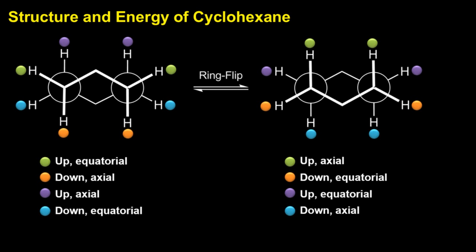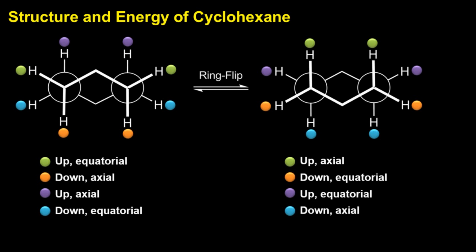Just like in the regular chair form, axial and equatorial positions switch. If a substituent starts off in an axial position, it moves to an equatorial position after the flip, and vice versa. But remember, the up and down orientations stay the same. Only the axial and equatorial positions are changing. So even though the projection looks different, it's still the same cyclohexane, just with the axial and equatorial groups swapped.